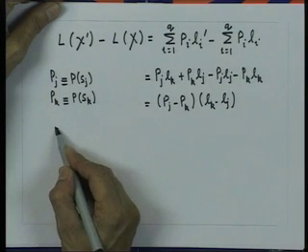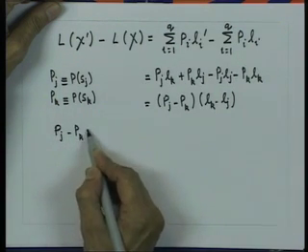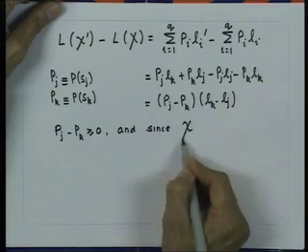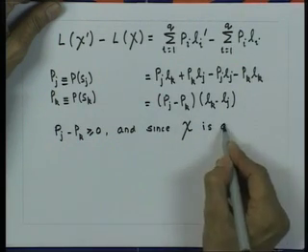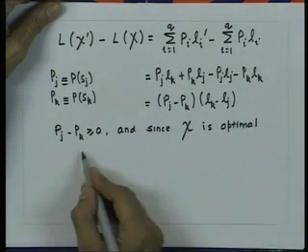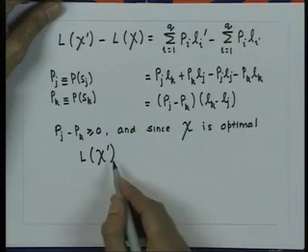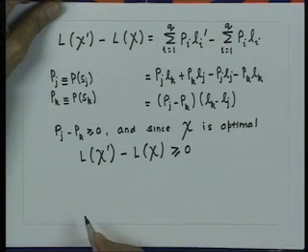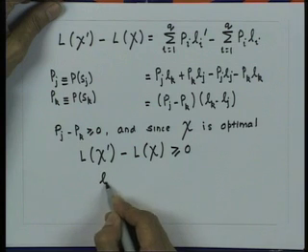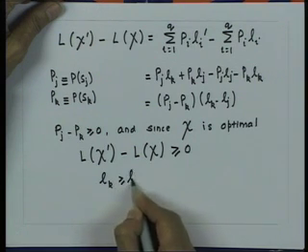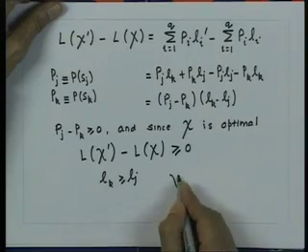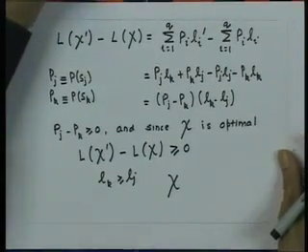Now, if we say that Pj minus Pk is greater than or equal to 0, and since code X is optimal, it implies that the average length of X dash minus the average length of X should always be greater than or equal to 0. So, if this condition has to be satisfied, it implies that Lk should be greater than or equal to Lj, which means that your code X satisfies the condition 1.